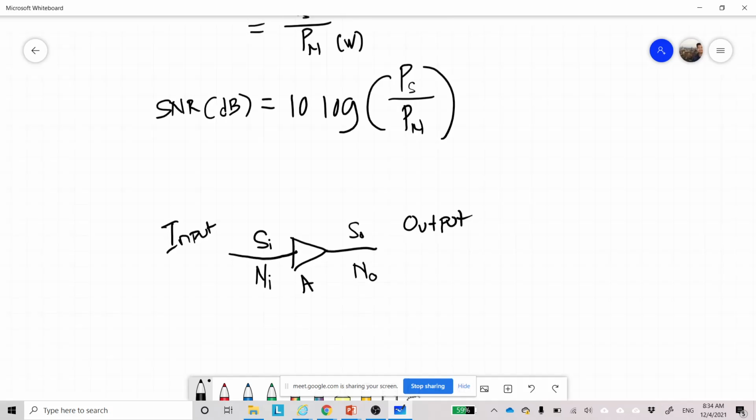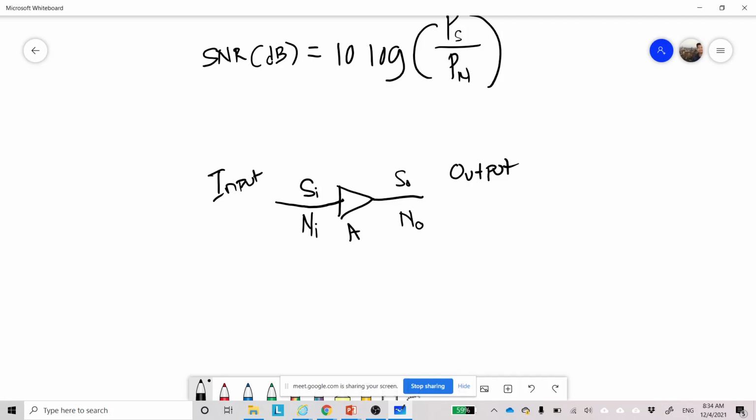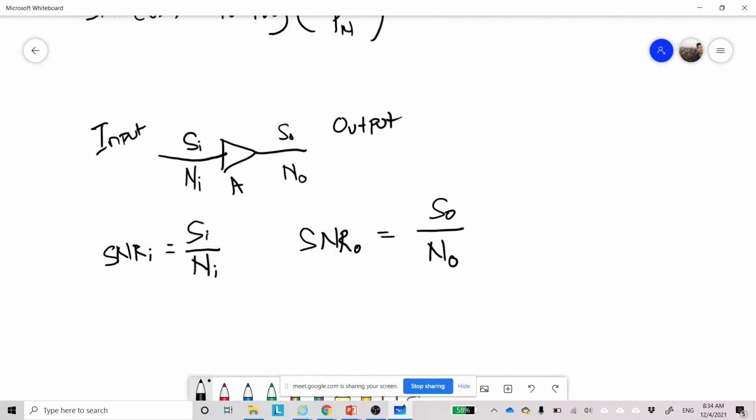Since we have two sides, input and output, we are going to have two kinds of SNR. The first one is the input SNR, which we call SNRI, which is equal to Si over Ni. Then we also have the SNRO at the output, which is equal to So divided by No, the noise at the output.